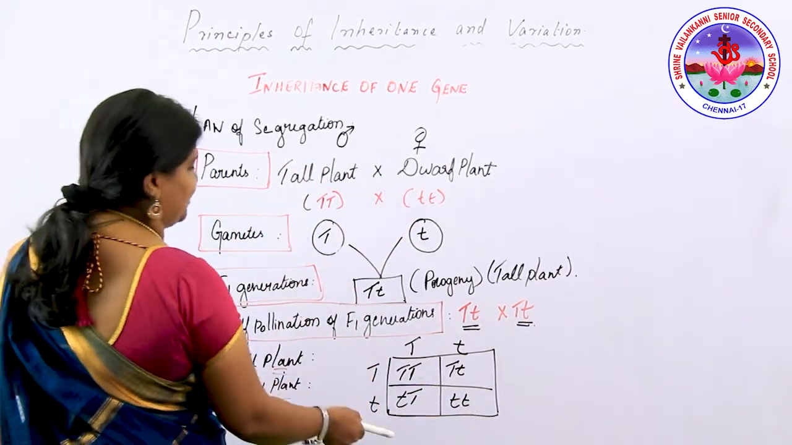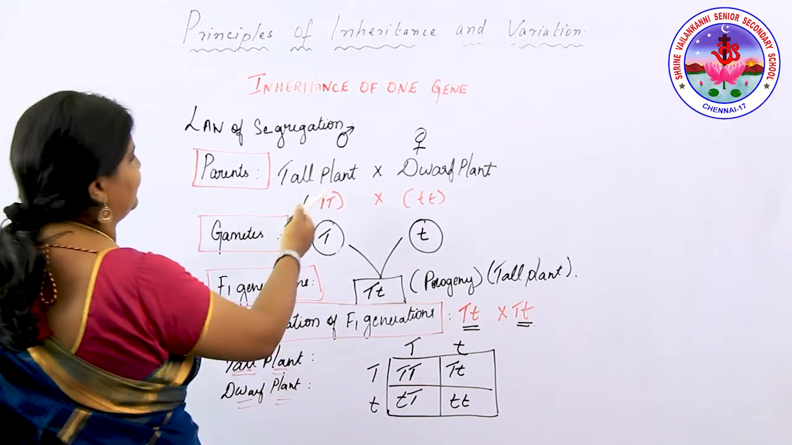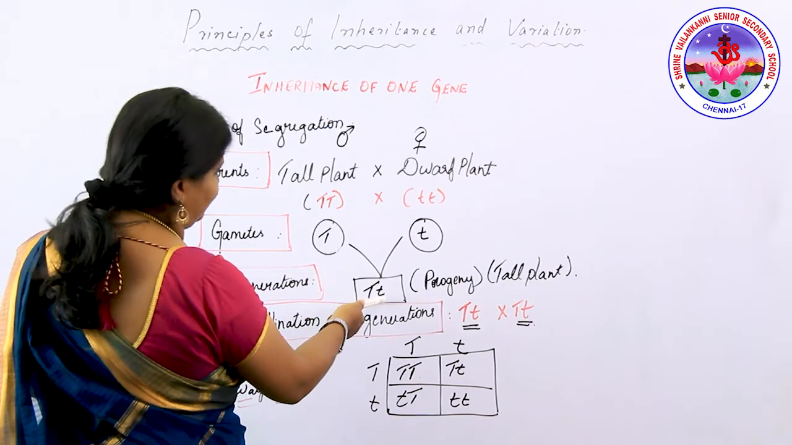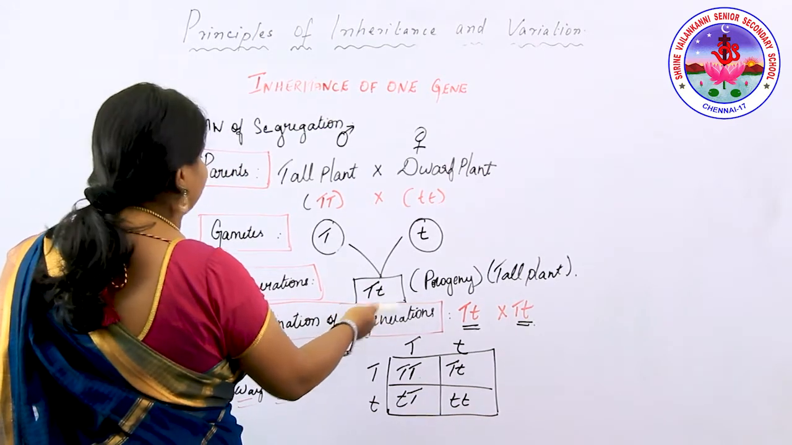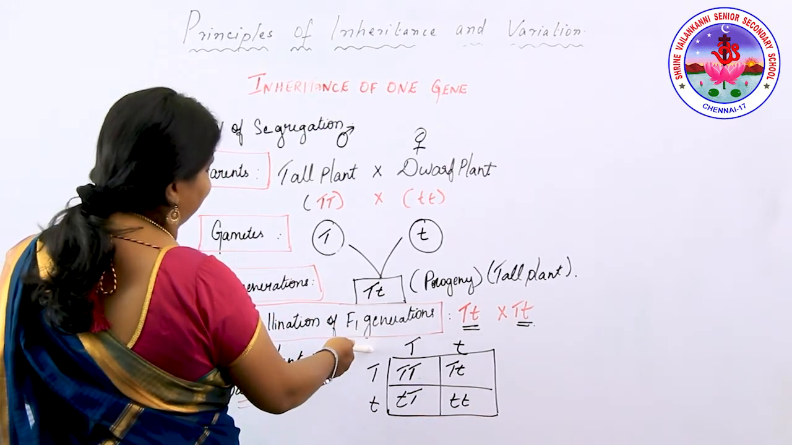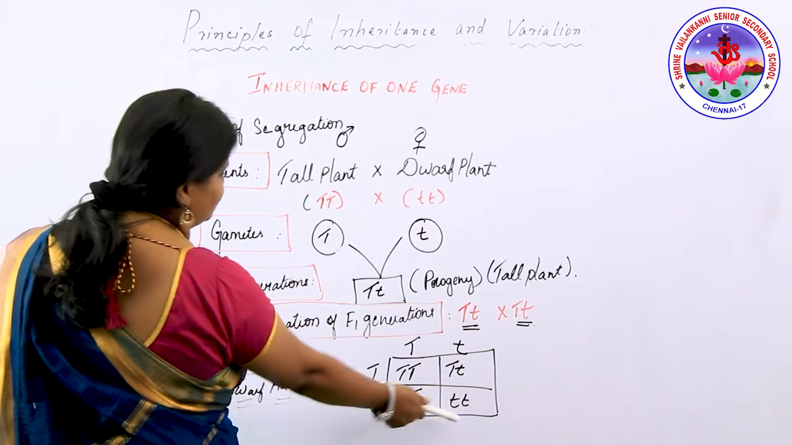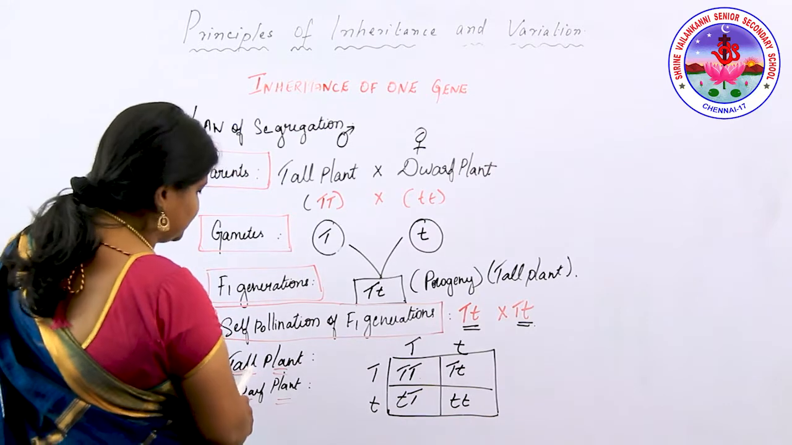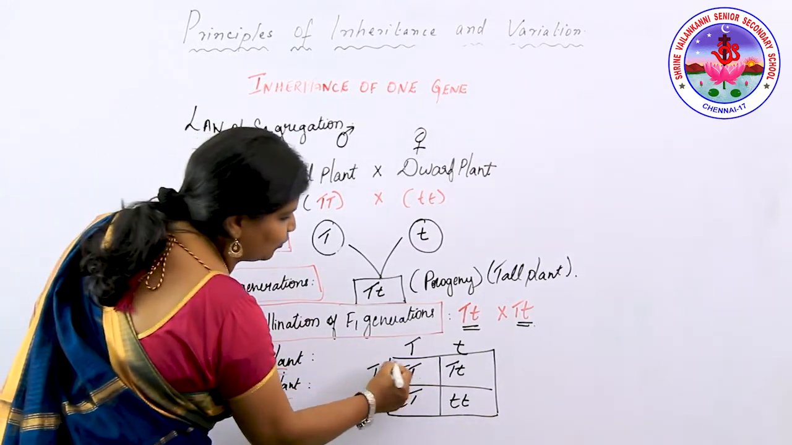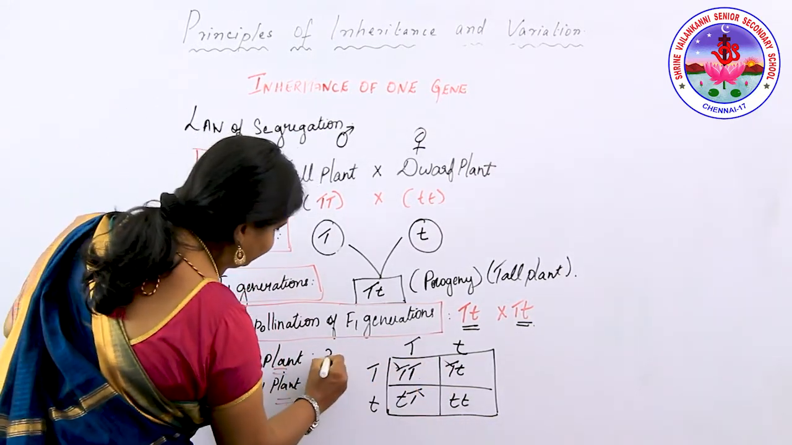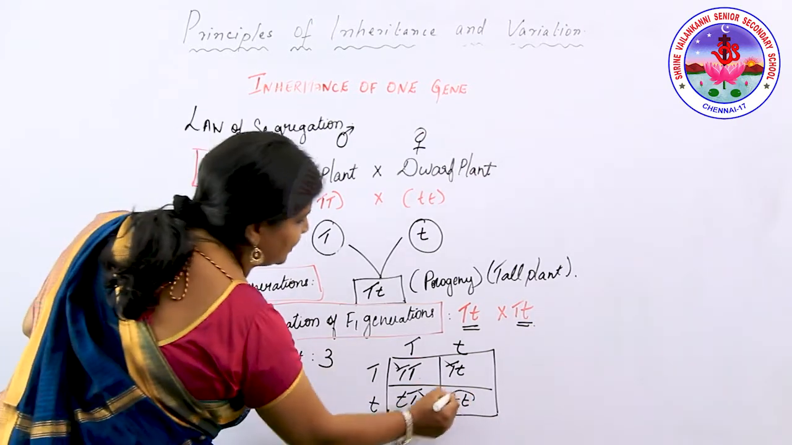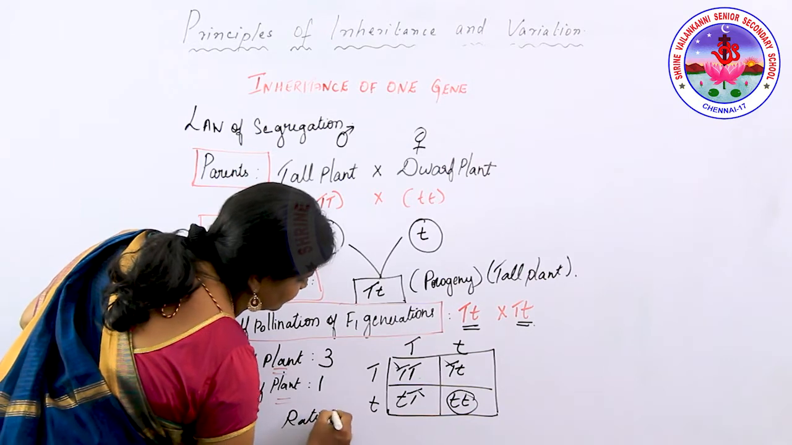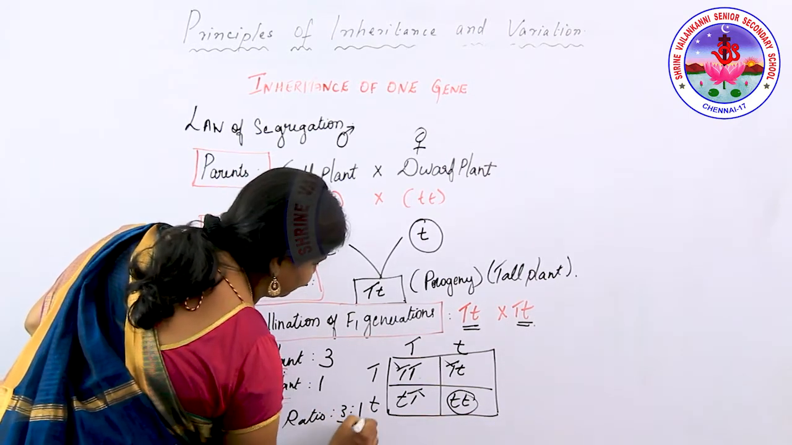See, when the experiment is started with the parent, there will be the tall plant and the dwarf plant, and the progeny will show the tall plant character as the dominant one. After self-pollination is done after the F1 generation, it shows the dwarf plant character. So now we take account: the tall plant, capital T, 1, 2, 3. So tall plants will be 3 and dwarf plant will be 1. So here it acquires the ratio 3:1.